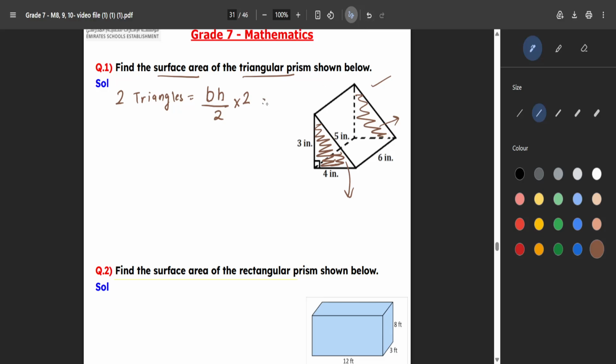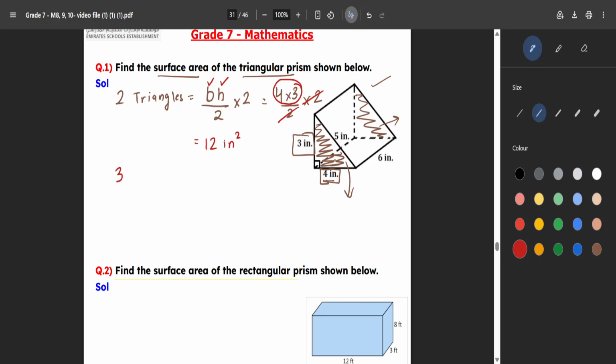Now what is the base and height for the triangle? The base of my triangle is 4 inches here and the height of my triangle is 3 inches. So I have to do 4 multiply 3 divided by 2. This is the area of one triangle and multiply 2 because there are two triangles. Now 2 divided by 2, done. What do I have? 4 times 3, 12. So 12 inches square. In the area we put square. Why? Because I am multiplying the base and height, only 2 dimensions. So inch multiply inch, inch square.